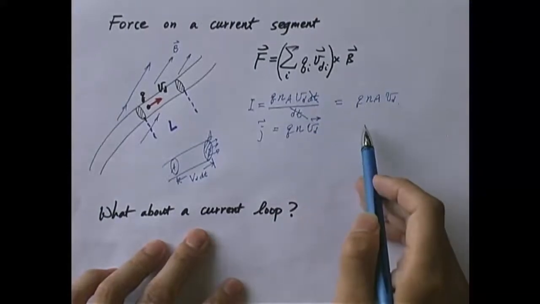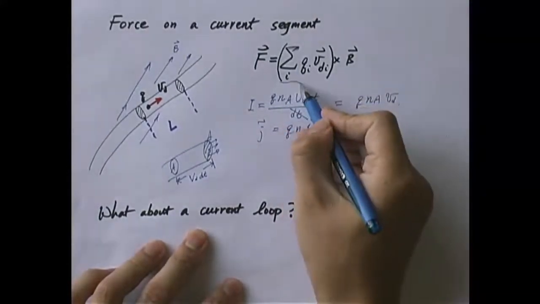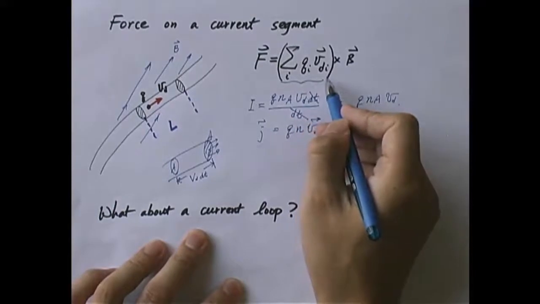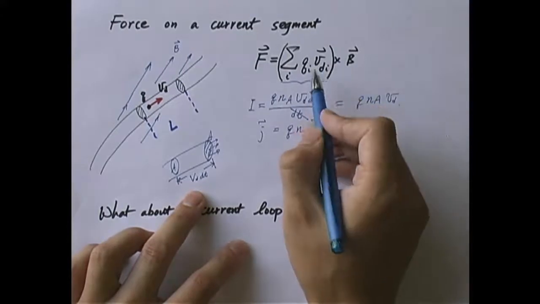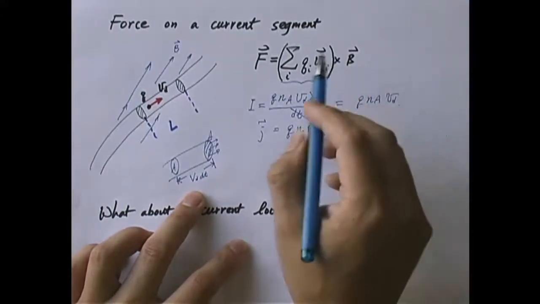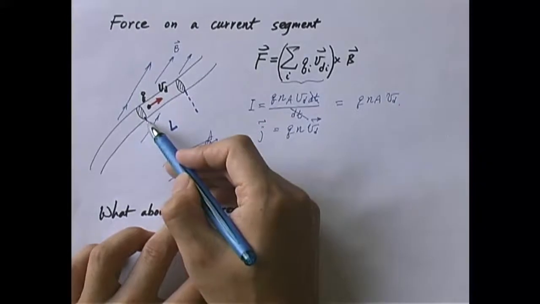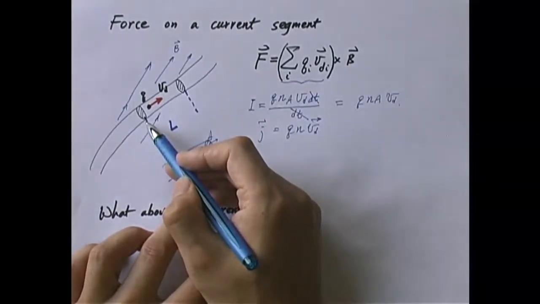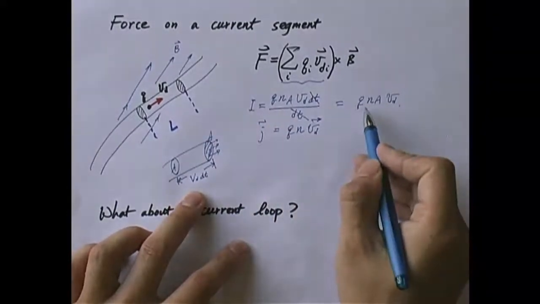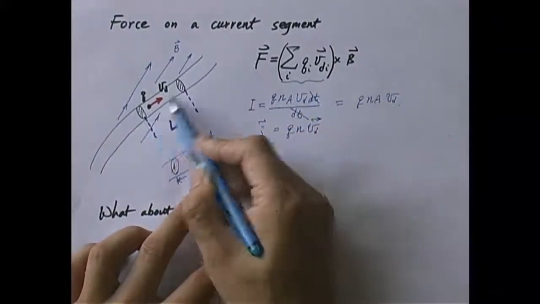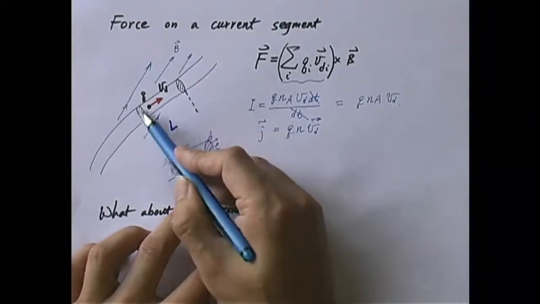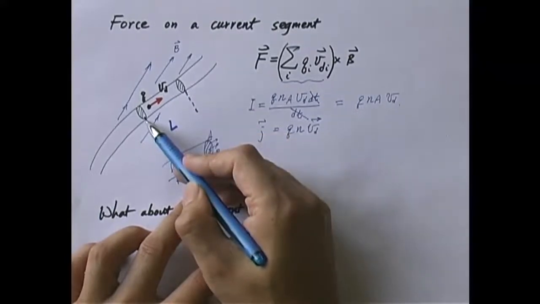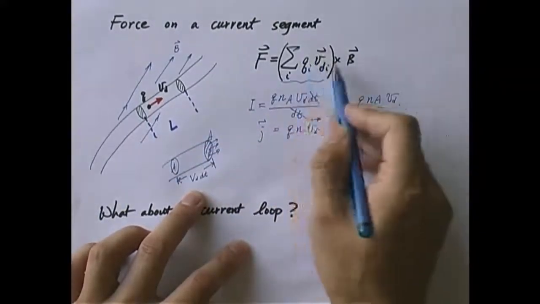So let's see how we can rewrite this expression in terms of the current. Take a good look. What is this expression, really? Let me rewrite this expression. It's a sum of Q times Vd for all the charges within this volume. Now, we know the number of charge carriers per unit volume is n. So how many charge carriers are there within this region? That would be n times the volume of this region.